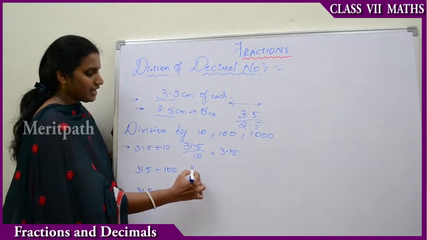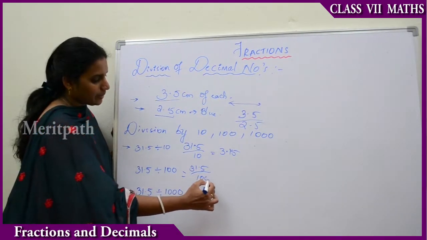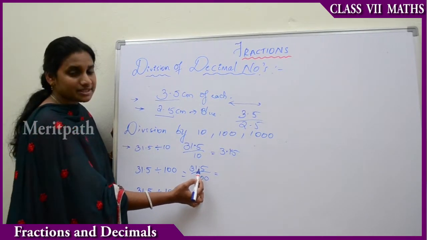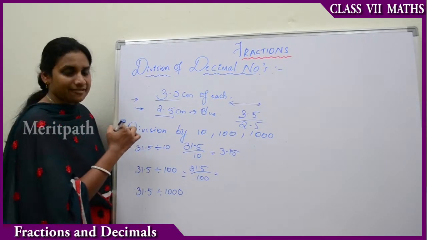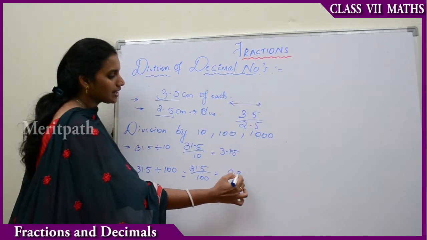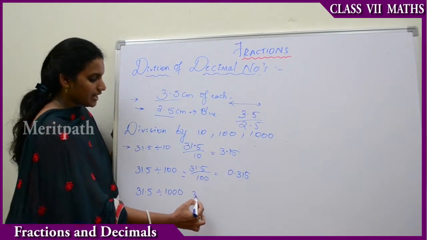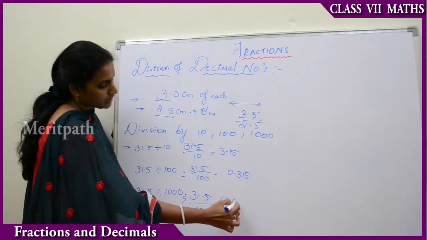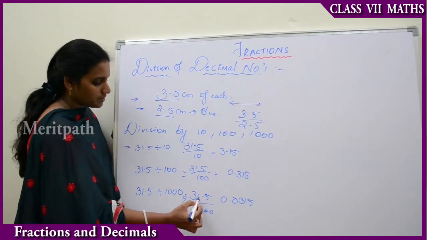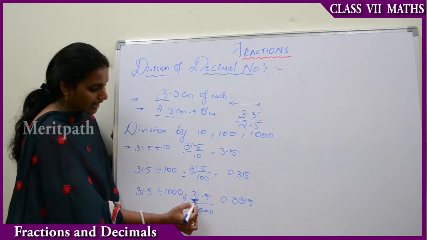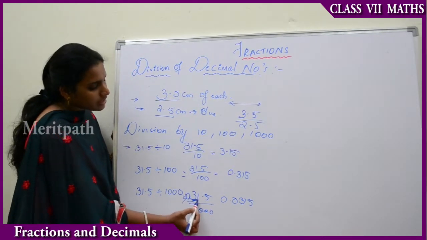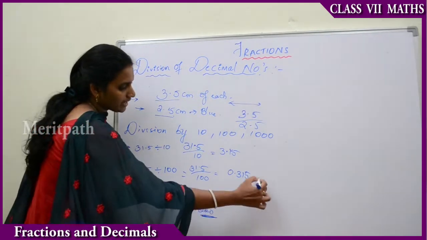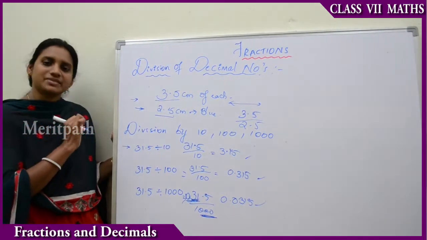In the same way, when 31.5 is divided by 100, we will be getting 2 zeros right after 1. So we will be moving this point 2 places towards its left side. That is 0.315. In the same way, 31.5 divided by 1000 will give us 0.0315, because see, you will be observing here there are only 2 places. So we will be adding one more 0 in order to make 3 places, as there are 3 zeros after 1. Hope you are clear with the division of decimal numbers by 10, 100 and 1000.